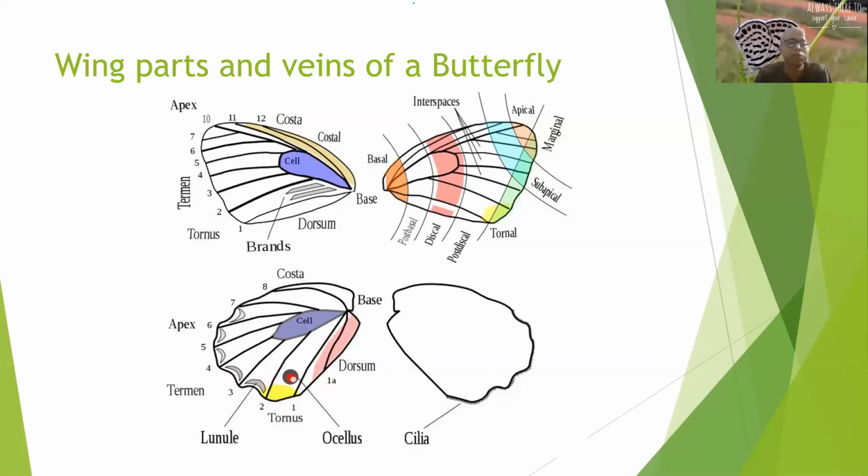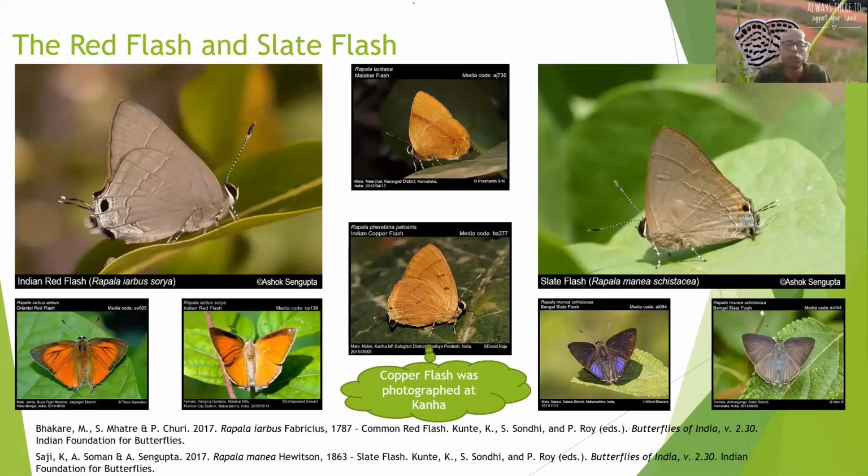Now I come to the real story. Now we are here to distinguish between similar species. There are two very similar species which are found in the Western Ghats. These two are, rather, three. The third one, the indigo flash, is a little bit distinct, so I'm not including it in this particular screen. We have the slate flash to my right, and the red flash on my left.